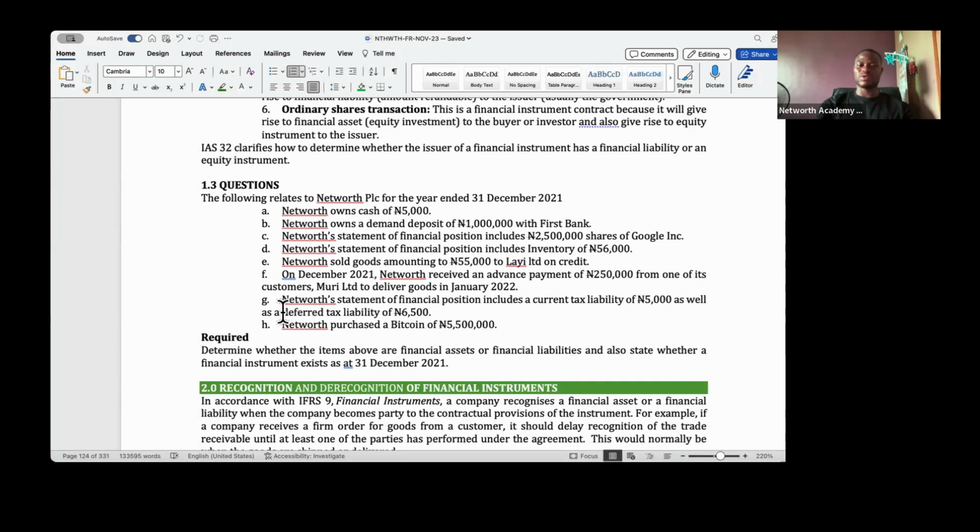Deferred tax does not even involve delivering cash. It's not something you pay anyway. It's just an accounting measure to match tax and accounts. So deferred tax is far from being a financial liability. So that is it. But you gave it a good trial.